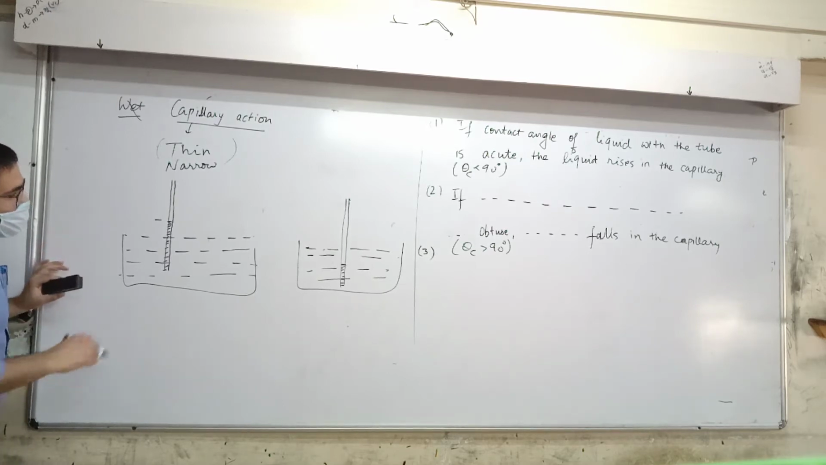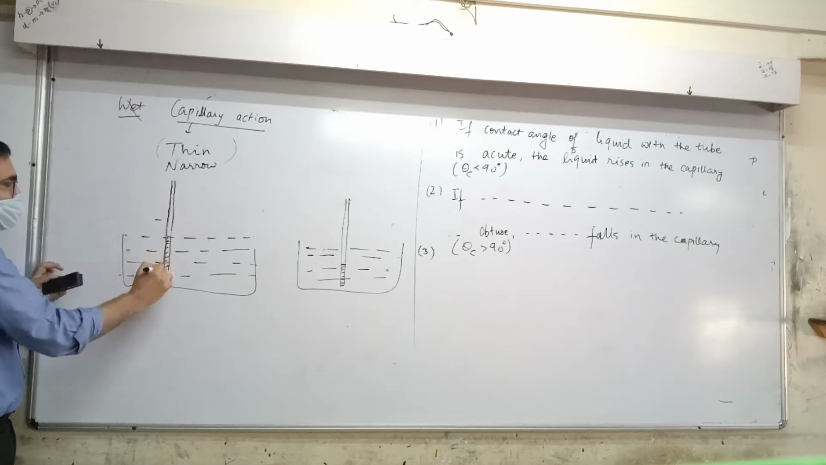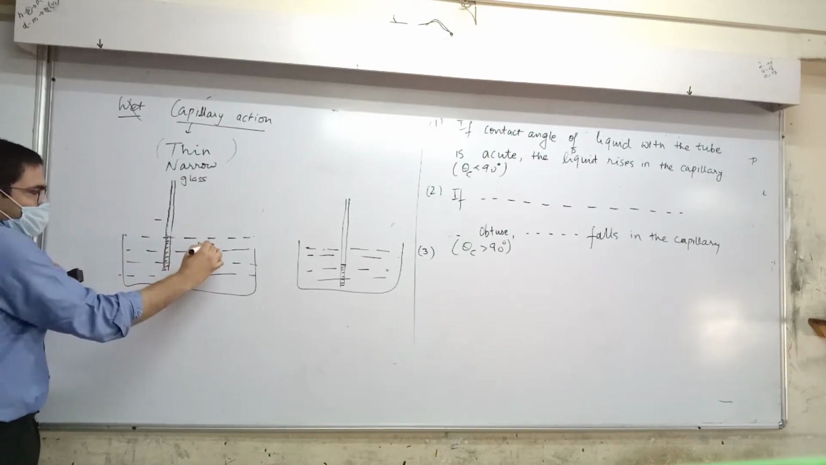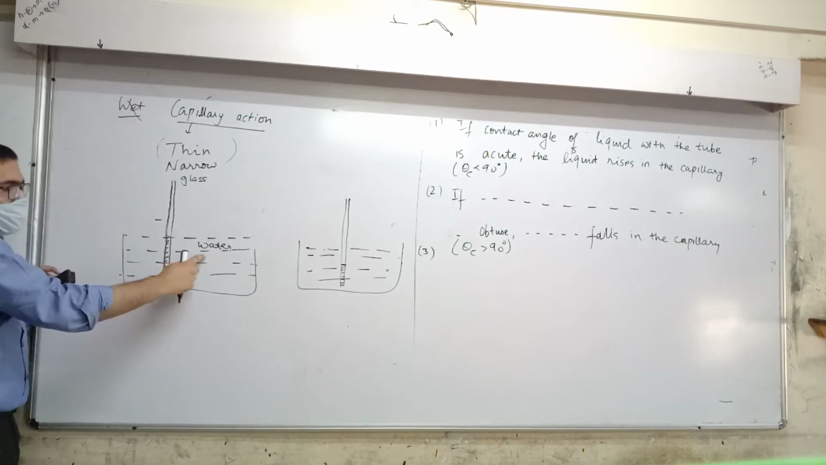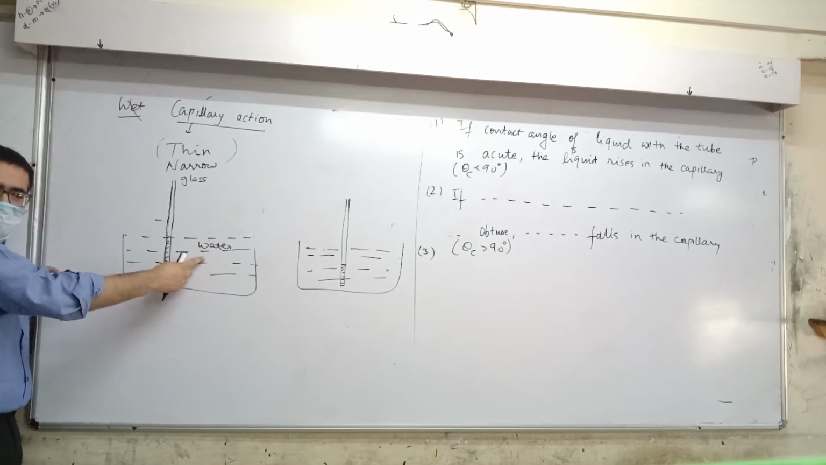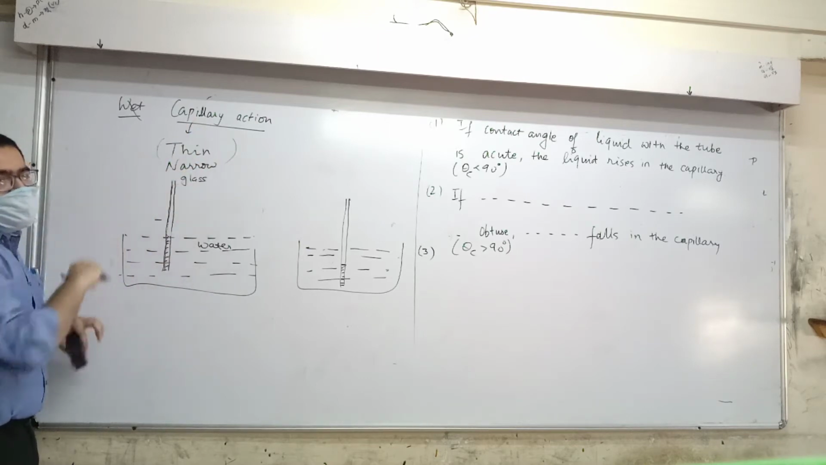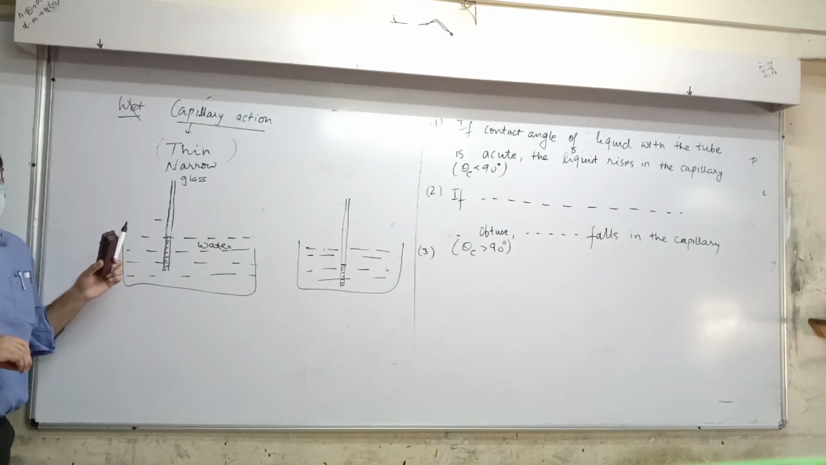See, suppose this is, let's say, glass. Let's understand it with an example. Glass, and this is water. So yesterday I did tell you that glass can be wetted by water. Do you remember that? Yes. Right? Okay, so that means the contact angle is acute. Acute જ છે, obtuse ના આવે, acute જ આવે.